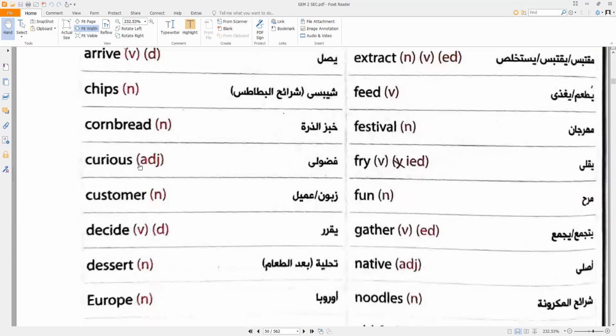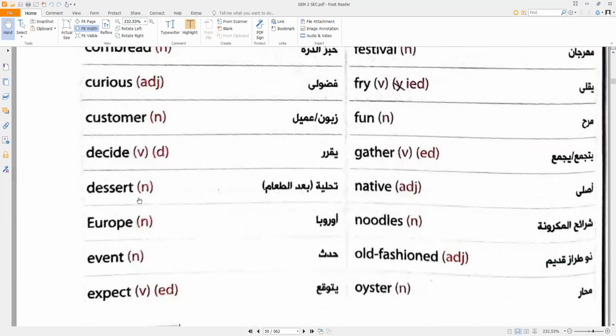Curious. We can use another word meaning curious, a synonym for it. Yes, curious. We can use nosy. We have a neighbor, but I don't like her because she's nosy. Customer, and we can use client, but not exactly the same meaning. Decide, decide to do something.